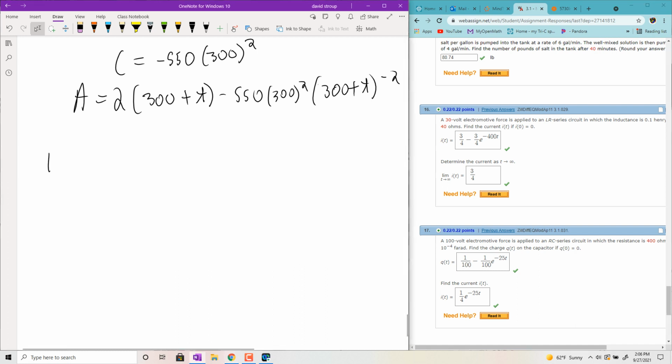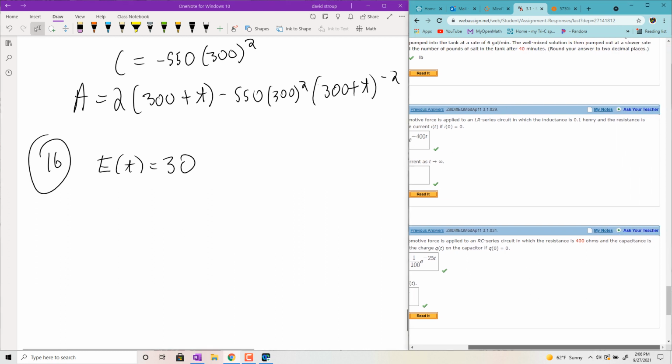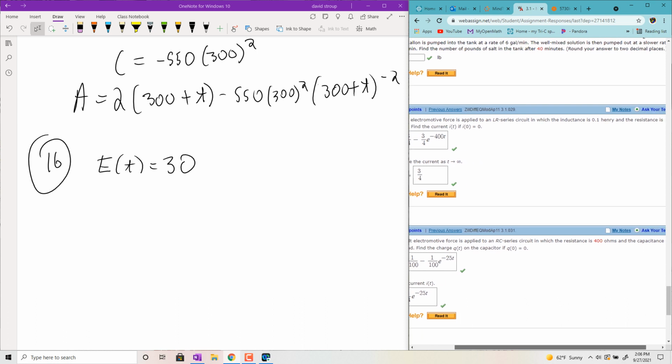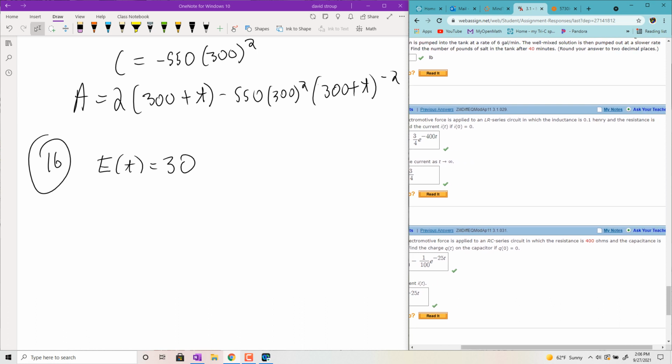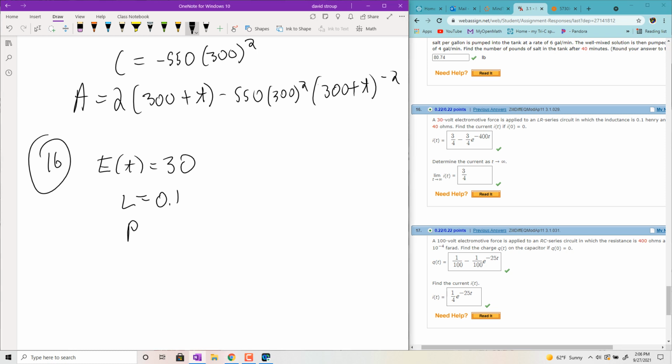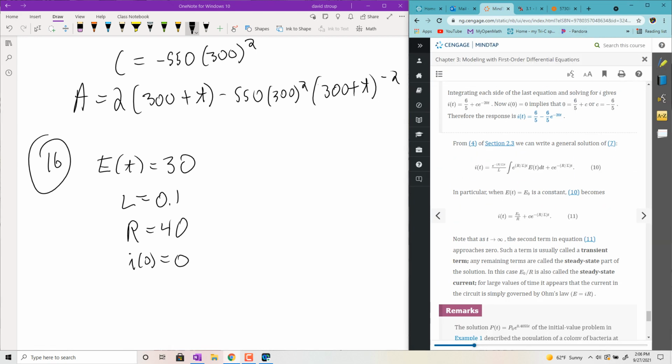So number 16, they're telling you 30 volt electromotive force, long story short, that's just your big E of T is 30, is applied to an LR series circuit so that you have inductance and resistance. The inductance is the L, that's given as 0.1 henries, and the resistance is 40, and I of 0 equals 0. So you go back here and you pick the appropriate formula.